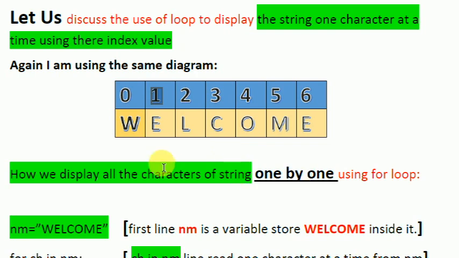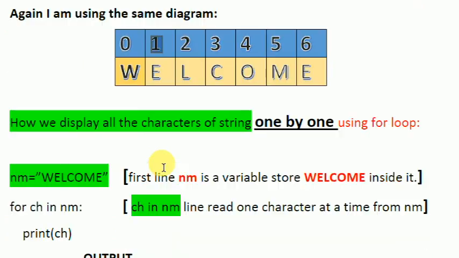The first line we are going to write is to initialize welcome. So I have already written nm equals to welcome. It means that nm is going to store welcome. Next, I need to extract one character at a time, so you're going to use the same for loop. Previously we have written for x in range. We will discuss range also, but this time we are going to use for with in. The line is for ch in nm.